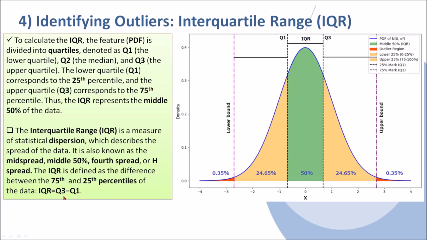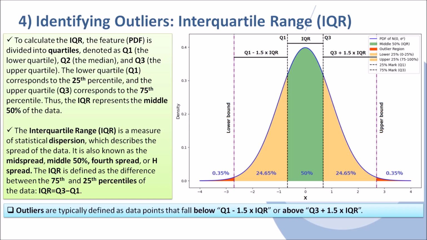Therefore, IQR is equal to Q3 minus Q1. Namely, this is in terms of data amount. If so, how do we identify outliers? By using this interquartile range. For this, we need to use the 1.5 rule.